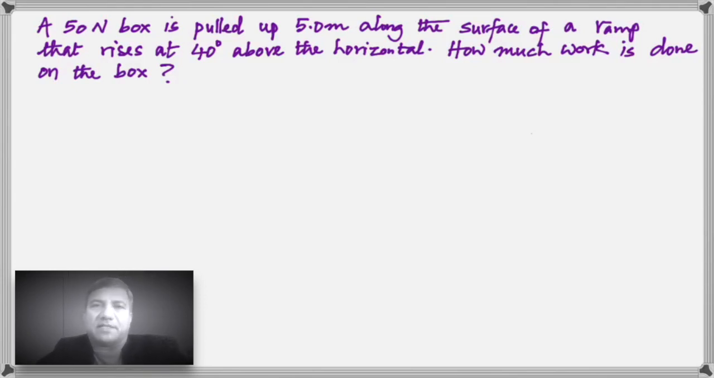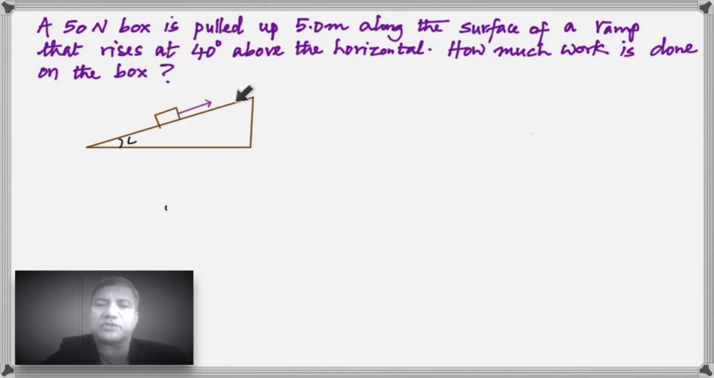And work is force times the displacement along the direction of the force. Force times displacement along the direction of the force. You'll understand that when I draw the diagram. So here's the ramp, and that's the box being pulled up. So that's the applied force, and the angle is 40 degrees. And the other forces are the weight acting vertically down and the normal force acting.